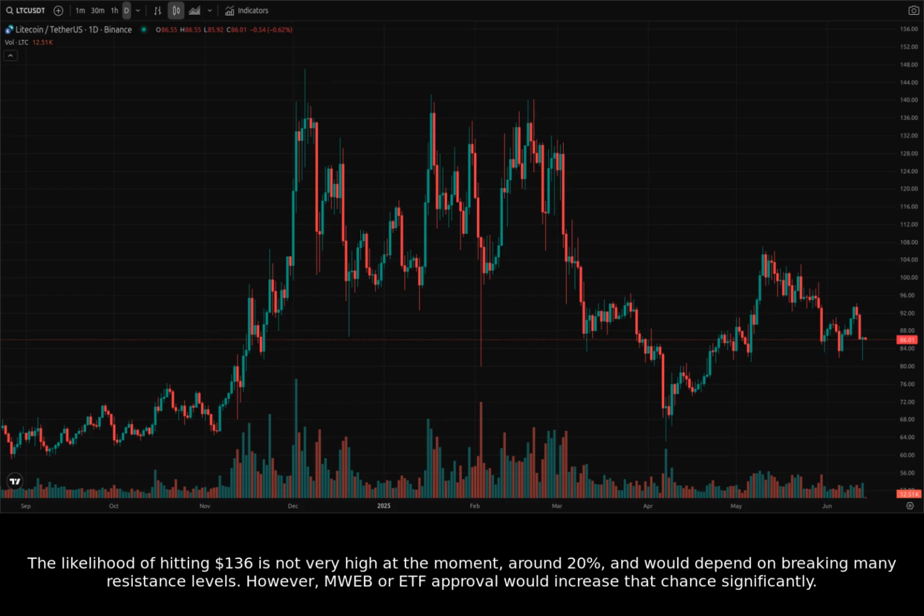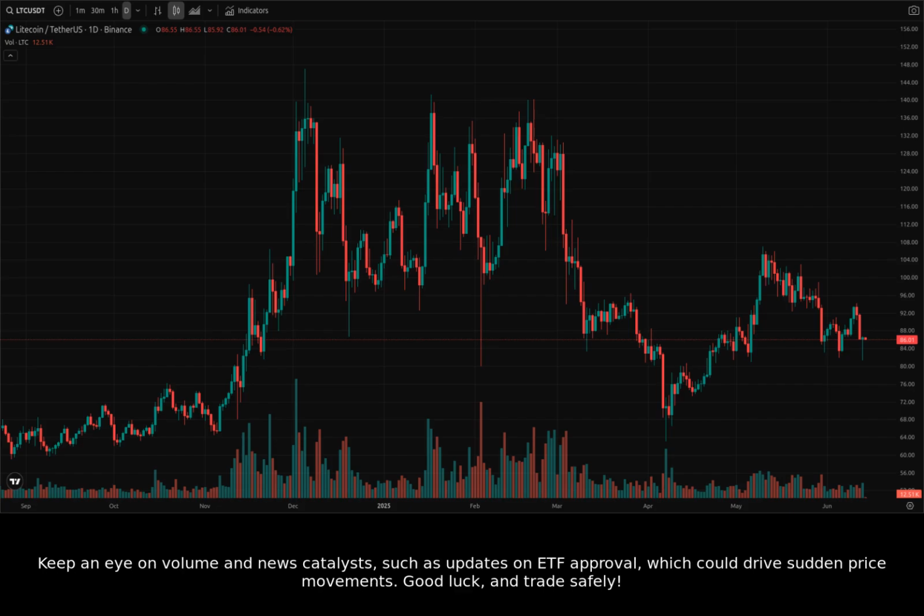The likelihood of hitting $136 is not very high at the moment, around 20%, and would depend on breaking many resistance levels. However, ETF approval would increase that chance significantly. Keep an eye on volume and news catalysts, such as updates on ETF approval, which could drive sudden price movements.